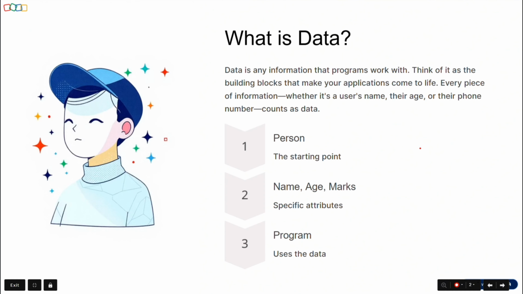Before learning programming, we need to understand one simple word, which is data. What is data? Data is a raw fact or figure. But what does it mean? It simply means information. Yes, data is information. For example, your name is data, your age is data, your marks, your phone number, that is also data. So how is this connected to programming?